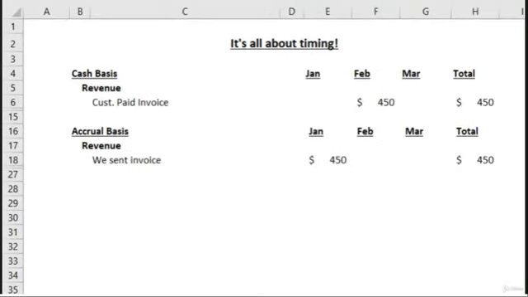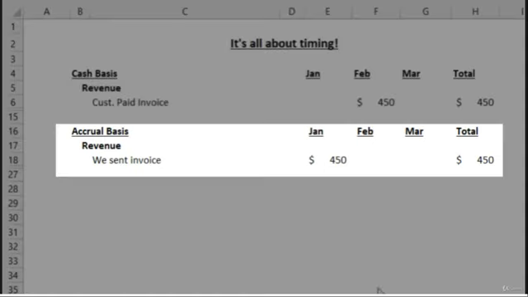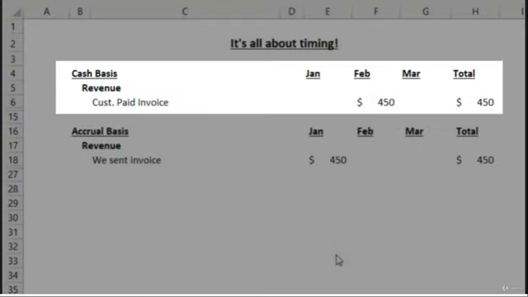So this is just an example. I'll walk you through it. And just again, remember, it's all about timing, not the total, but the timing. So let's say that we did some work for a customer, we did some landscaping, and then we sent the customer an invoice. And then the customer pays the invoice. So we did the work, and we invoiced the customer in January, but then the customer doesn't send us a check for the work until February.